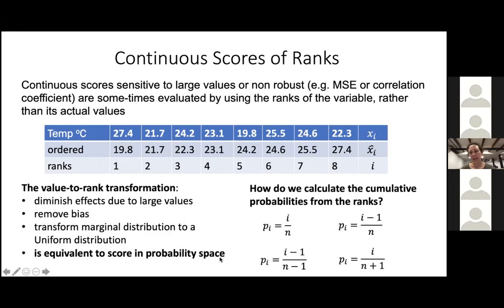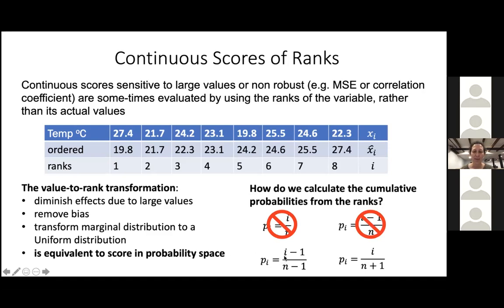I said we could use the rank over n, but in fact this is not a good way to do it, because in this case the first probability is above 0, and the last one is exactly 1. So I have an asymmetric definition of my cumulative probability. So this is not the best way to define a cumulative probability from the ranks. Then what I do is take away 1. The first one will be 0, my probability is 0 for the first rank, but then the last one will never reach 1. So this is not good either.